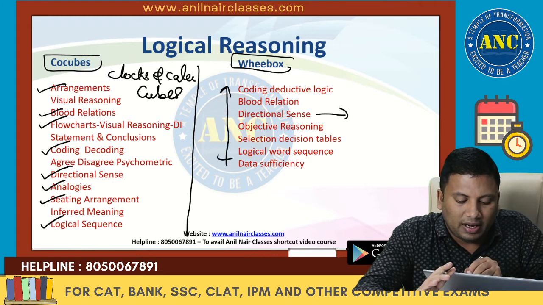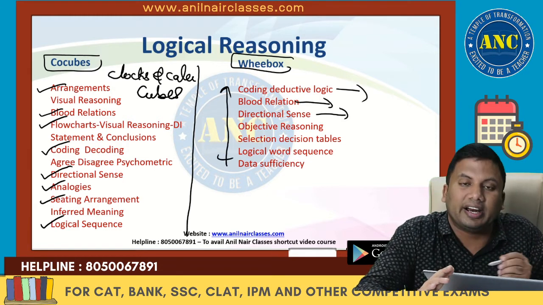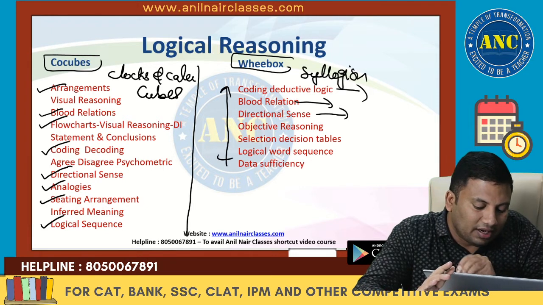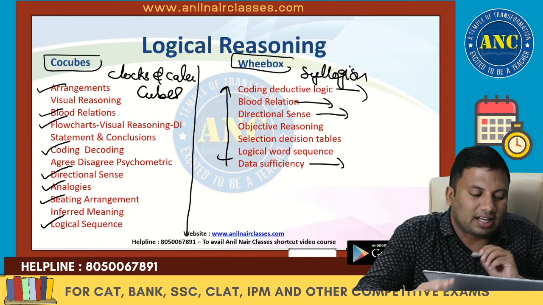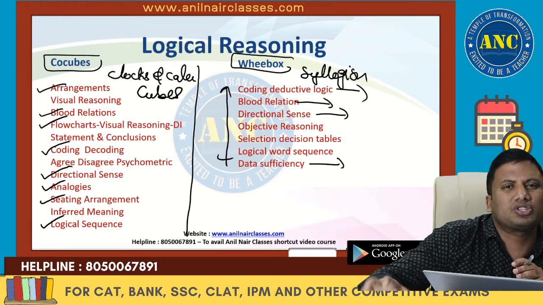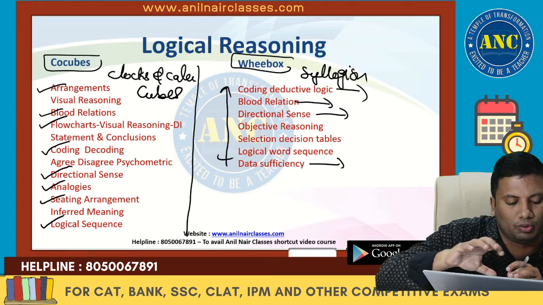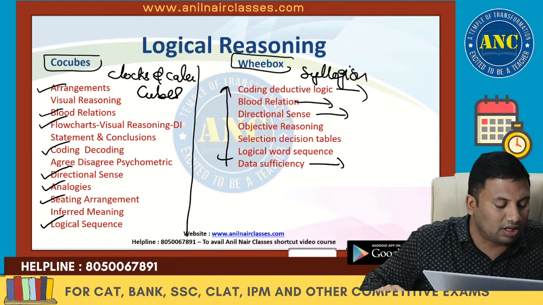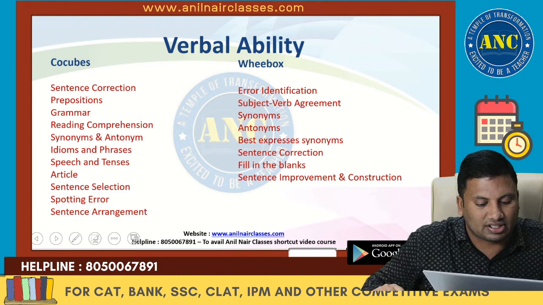coming, which are blood relations, coding and decoding, deductive logic, which is syllogism based. Then we have questions based on data sufficiency also coming. Most of the engineering students write this co-cube examination, so focus more on the left hand side. Almost all the topics of reasoning are extremely important.